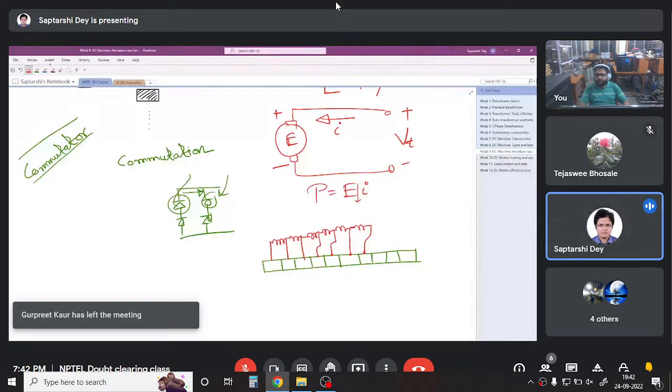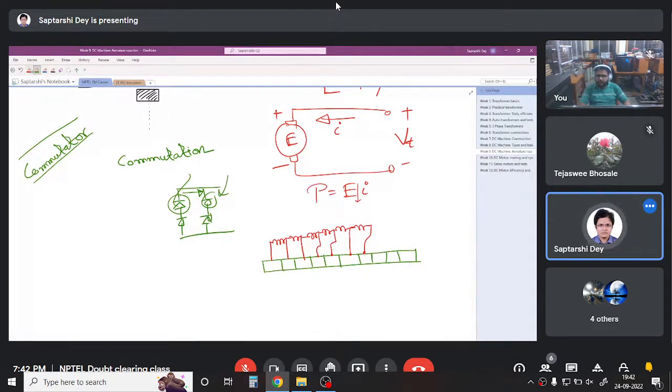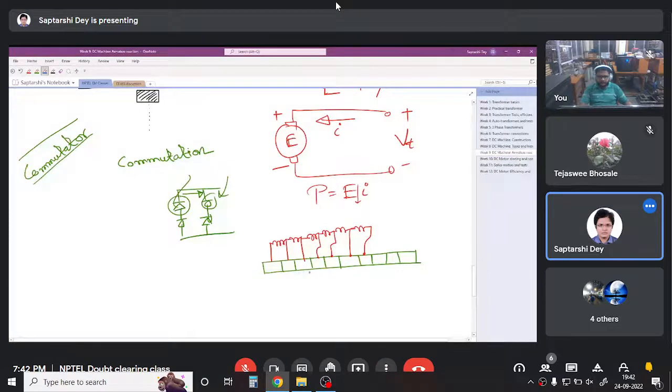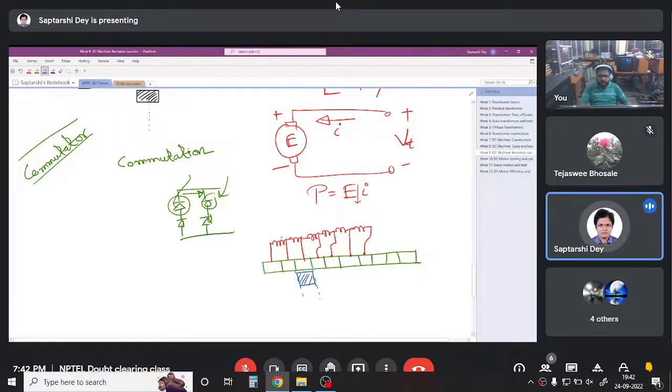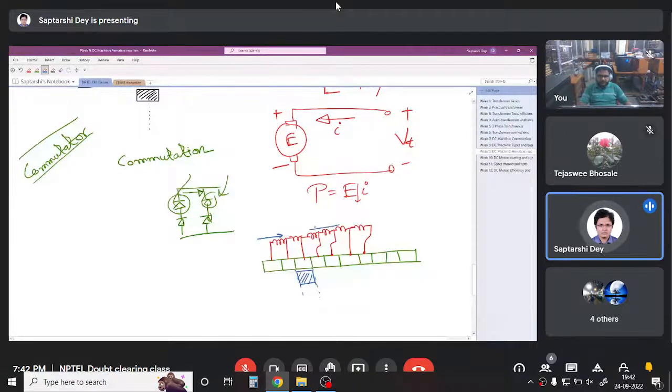Now there is a brush here. Let me first draw it like this. There is a brush here. The width of the brush is the same as the width of the commutator segment in this fashion. Now what is happening? Some current is coming from this side, some current is coming from this side.